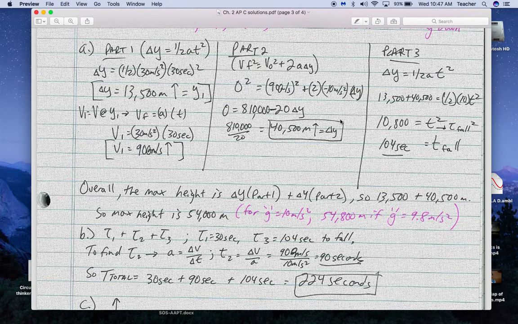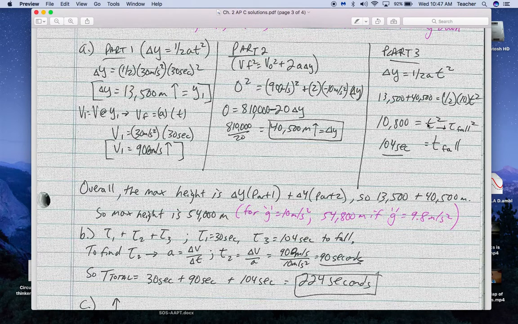Hopefully it makes sense that since the acceleration downward due to gravity is a third of what the acceleration upward was due to the rocket, it's going to take me 3 times as much time to slow down as it did to speed up. So that's another 90 seconds to get to the tippy top.